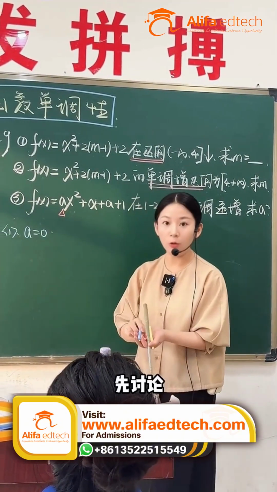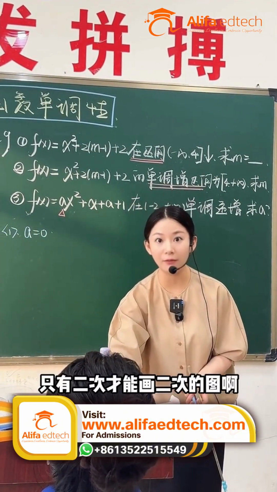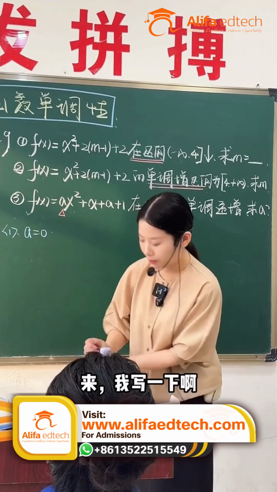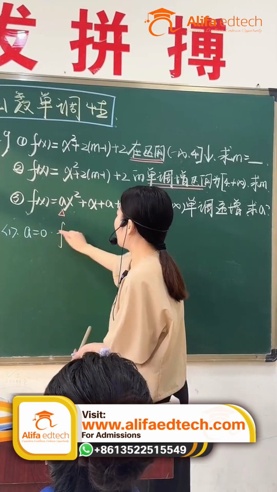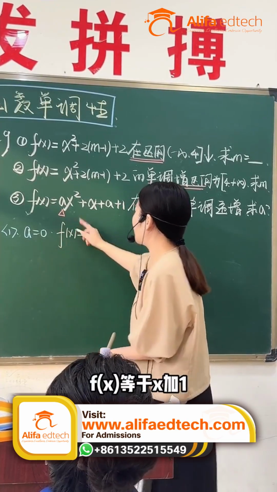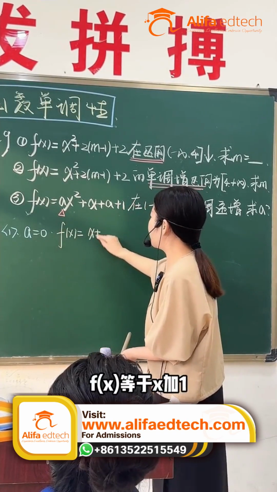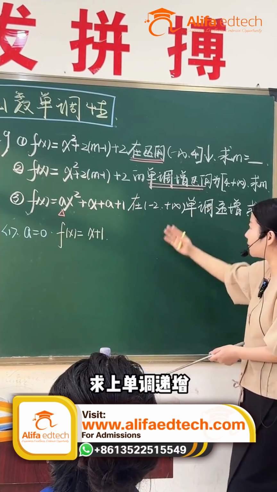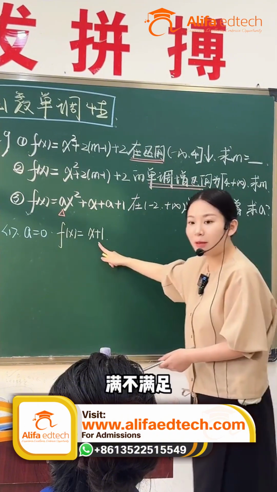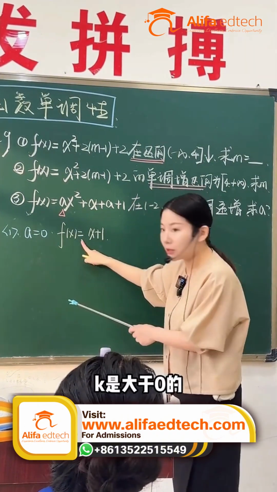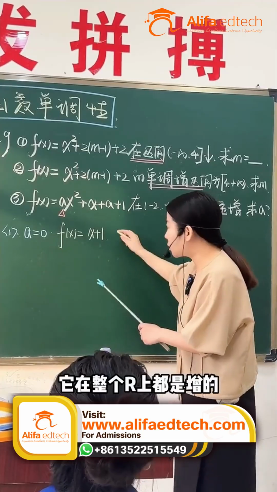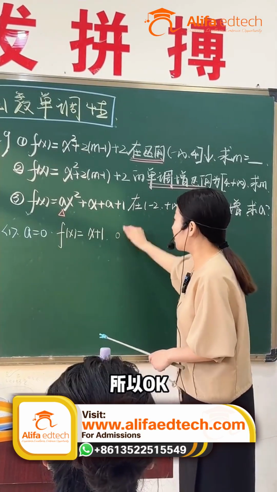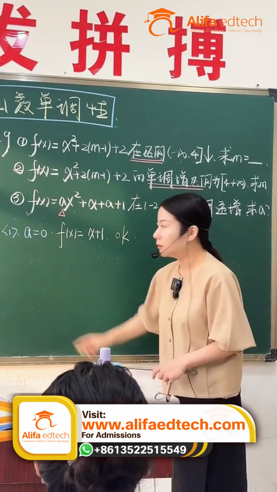Discuss it first. Only a quadratic can have a quadratic graph. If it's not quadratic, what graph would I draw? Come on, let me write it down. When a equals 0, f(x) equals x plus 1. It says it must be monotonically increasing from -2 to positive infinity. Is it satisfied? K is greater than 0. I just reviewed that. It's increasing on the entire set of R, so it must be increasing in this interval. So it's okay. It meets the requirement. Okay, so we've kept this a.